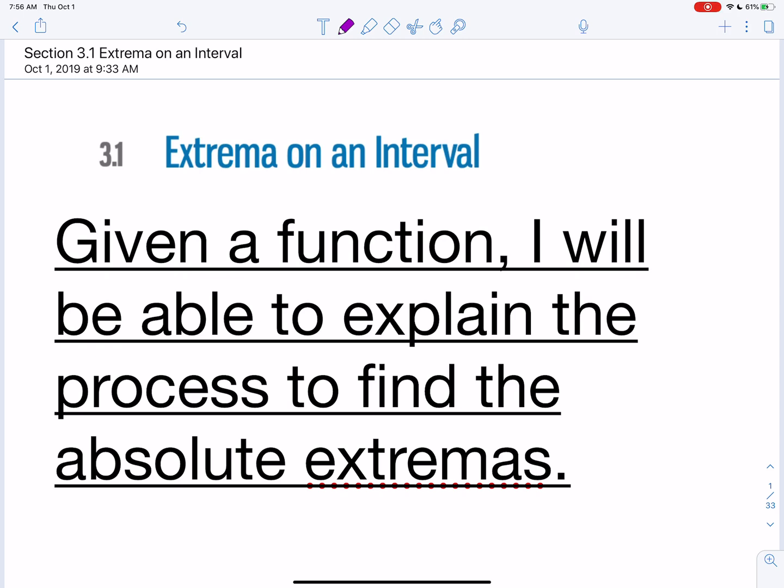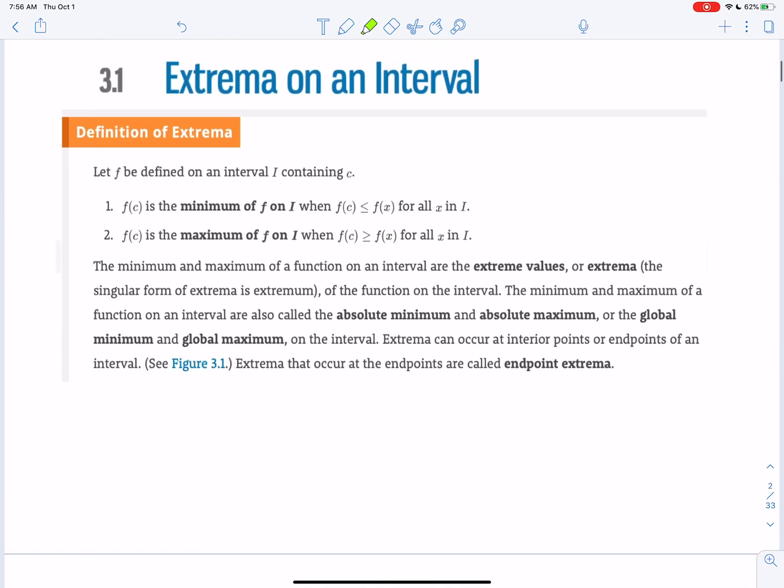So here we go. Go ahead and copy down the FLT. Press play whenever you're ready. Given a function, you're going to be able to explain the process to find something that we call absolute extremas, okay? Absolute extremas. And no, that's not a typo. It's extremas, okay? All right, here we go.